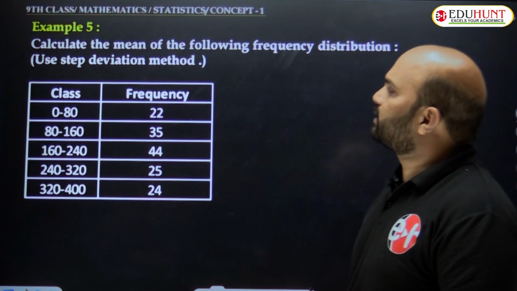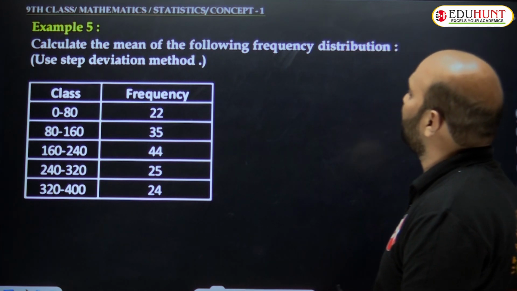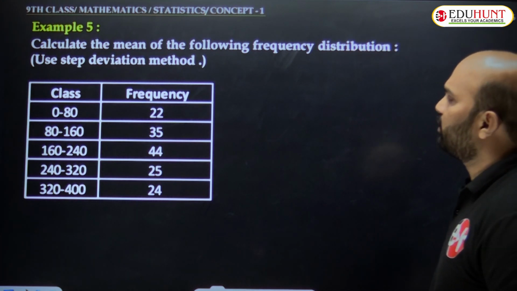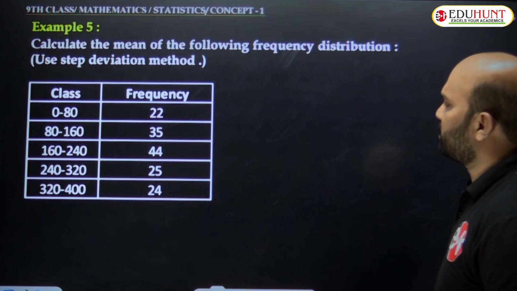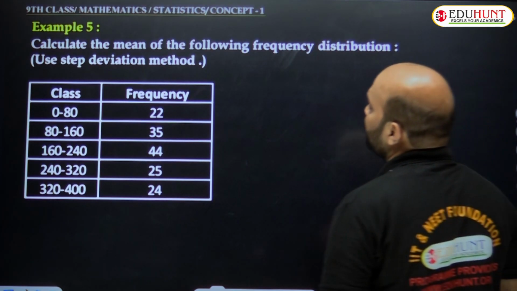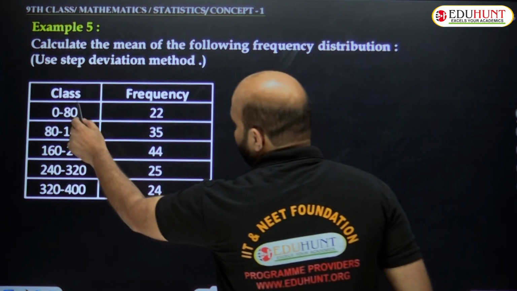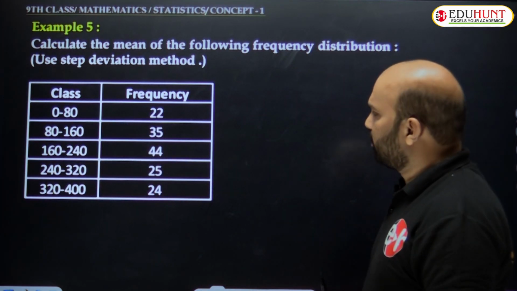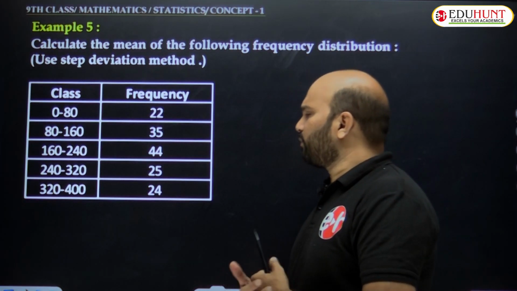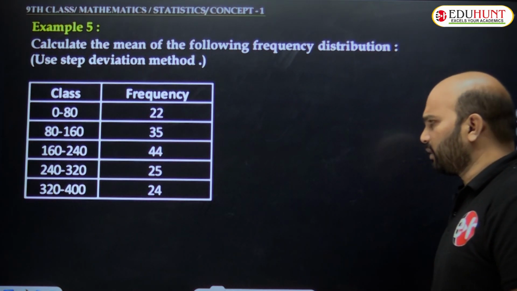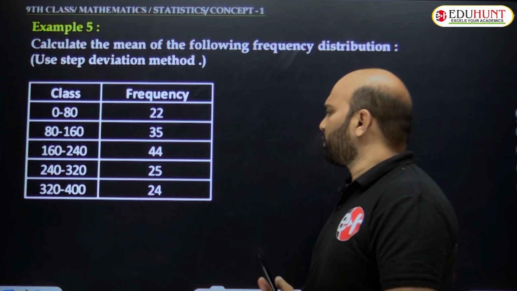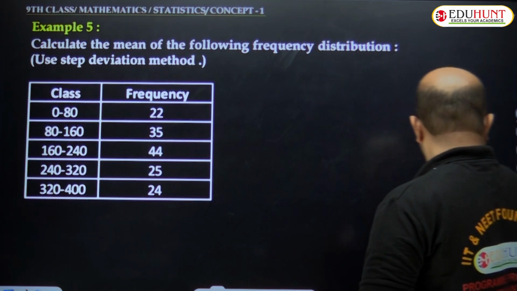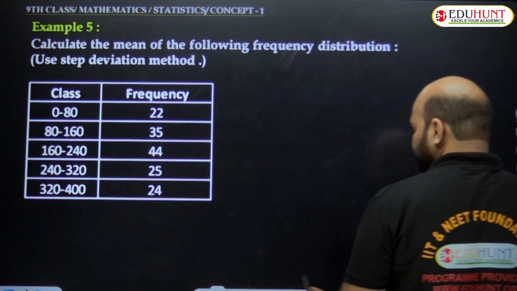So let's go to example number 5. Calculate the mean of the following frequency distribution. Use the step deviation method. The class intervals and frequencies are already given here. Class intervals: 0 to 80, next 80 to 160, 160 to 240, 240 to 320, 320 to 400. Frequencies: 22, 35, 44, 25, 24.